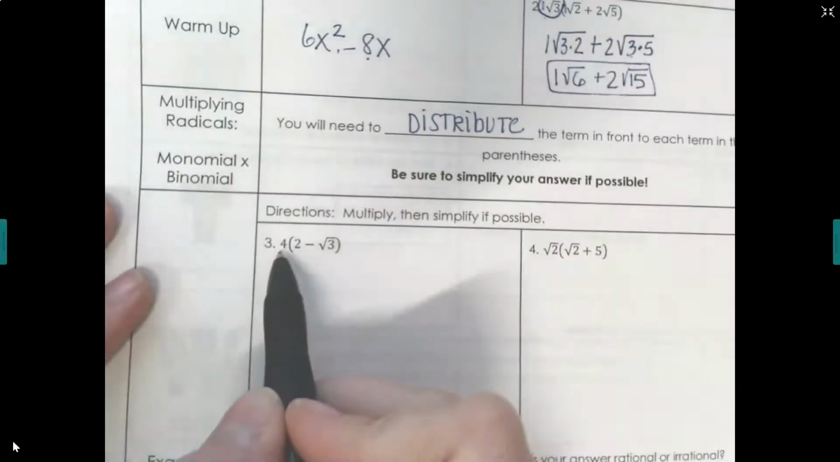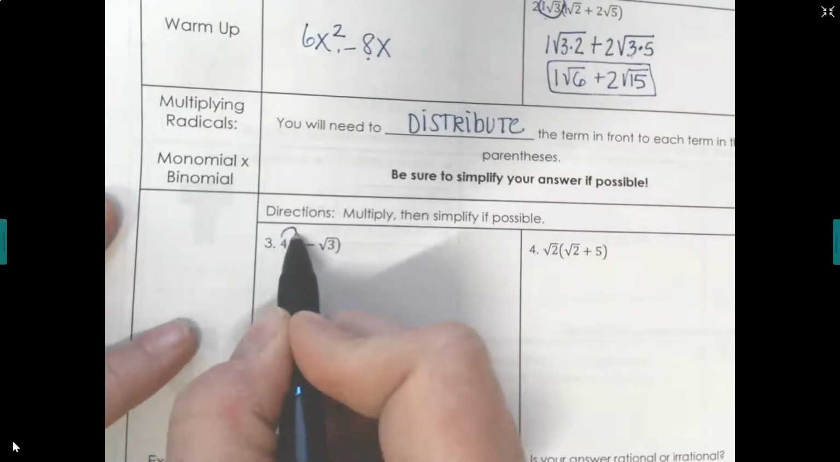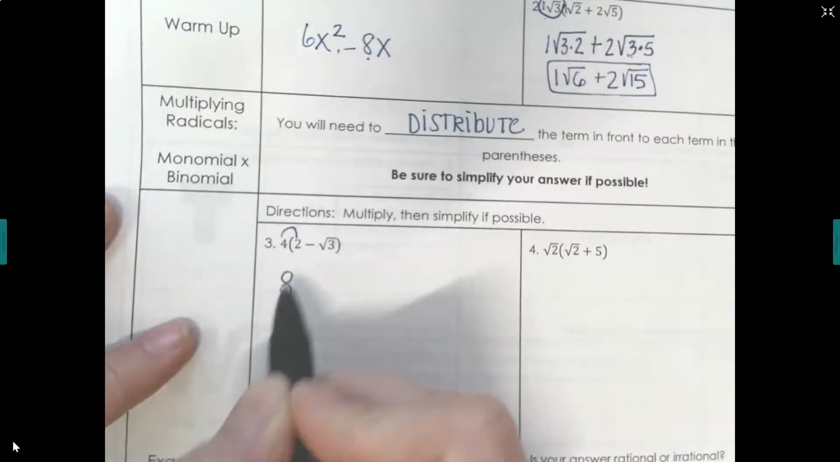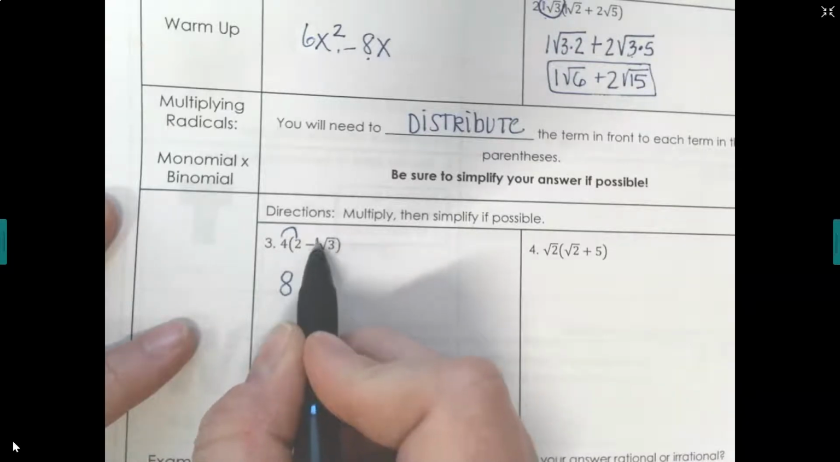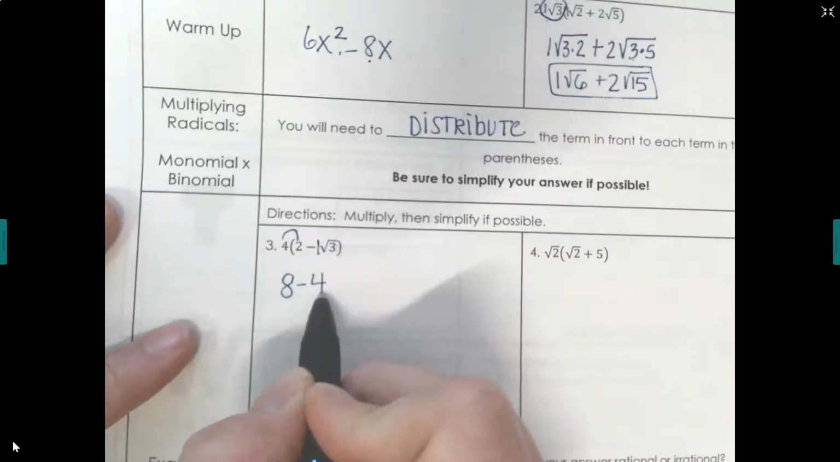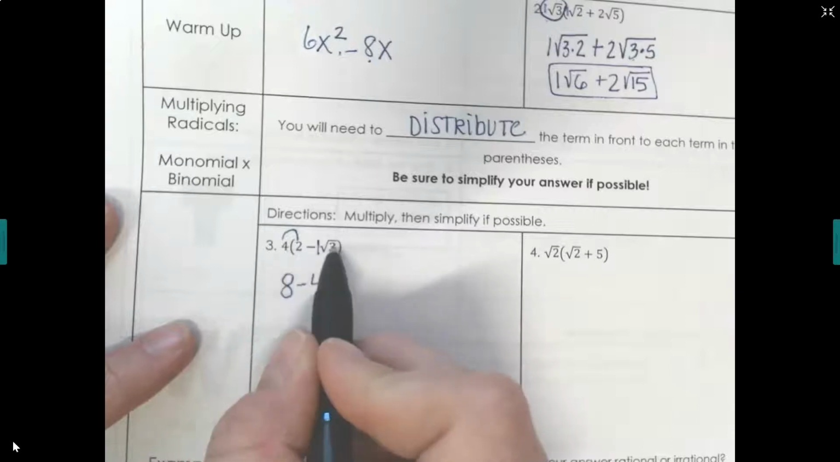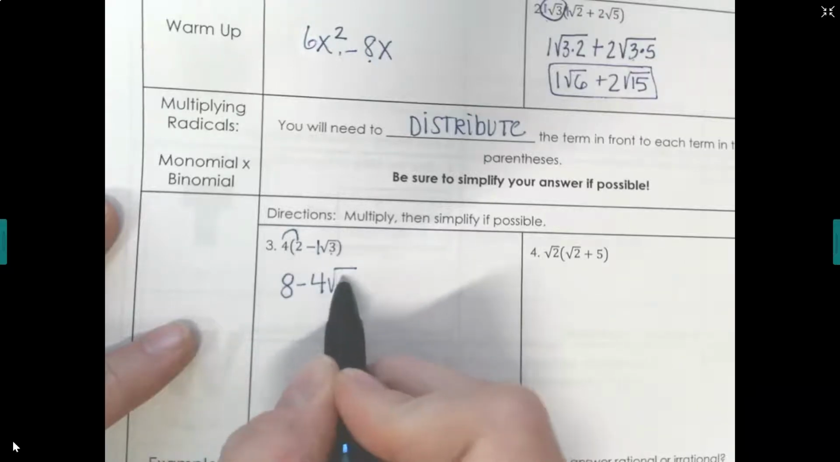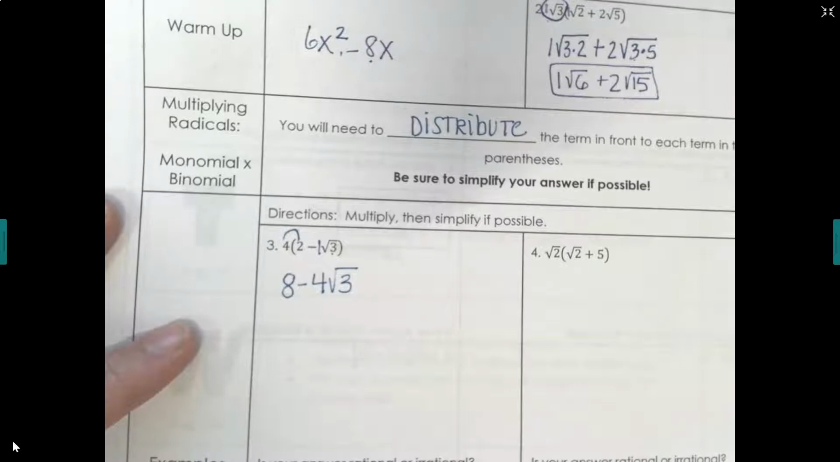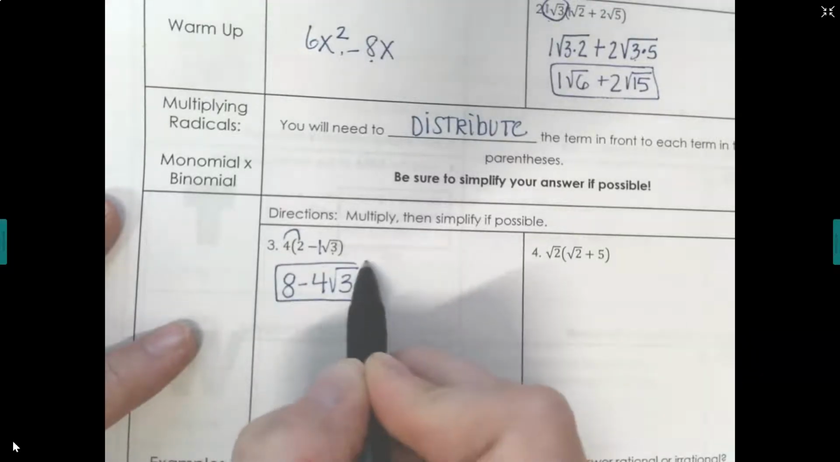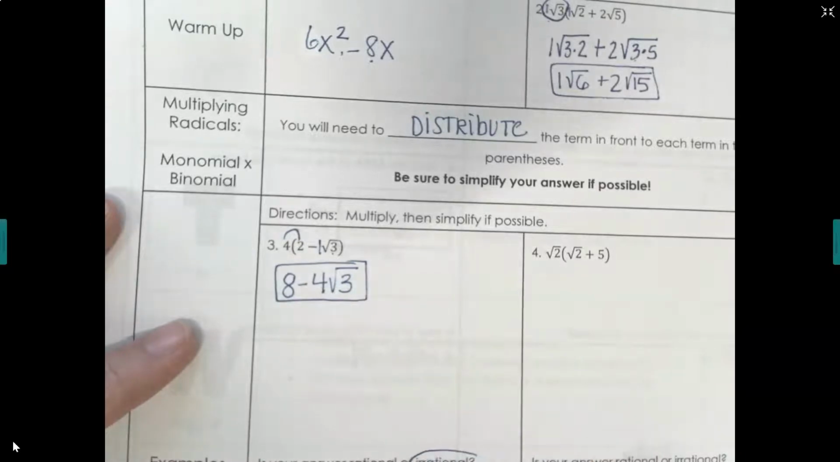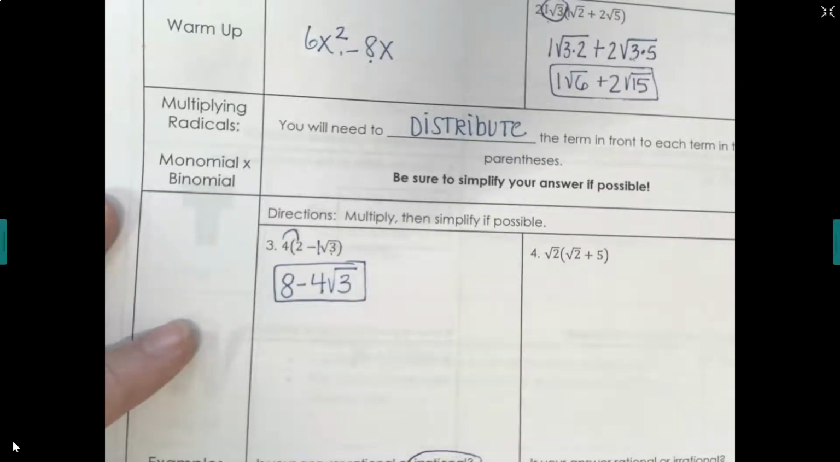So here we just have a 4. So we have 4 times 2, which is 8. 4 times, there's a negative 1 right here. Remember, negative 1 gives us negative 4, and there's not a radical to multiply to the square root of 3, so it stays square root of 3. No simplifying can happen, so this is our final answer, and it is irrational.